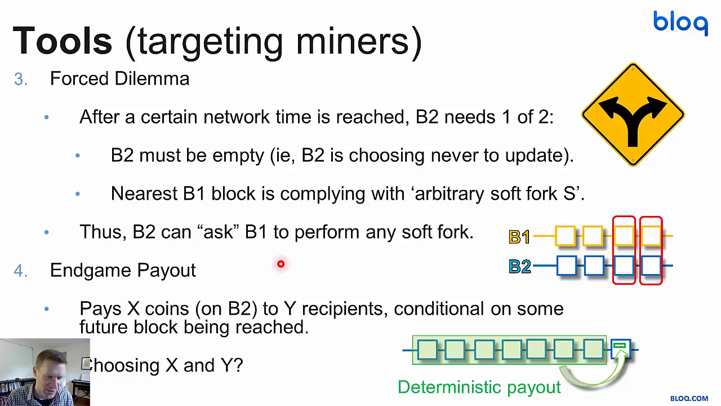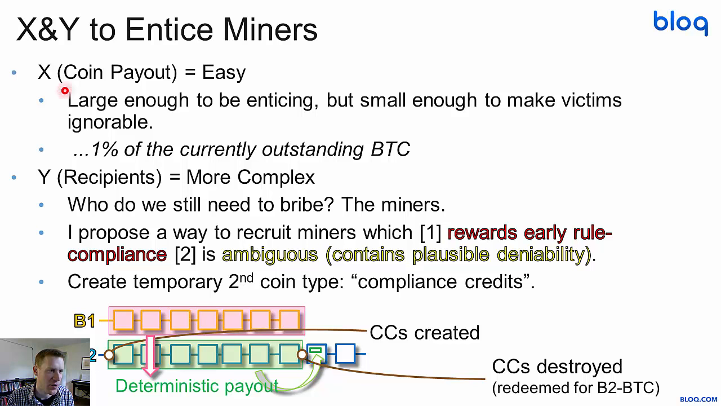Now, this is actually our last tool, but it's a little complicated to explain how we choose X and Y, so I hope you'll pay attention and pause the video if you get a little overheated. As I've already explained, X is going to be 1% of the currently outstanding Bitcoin. We want it to be large enough to be enticing. We want it to be small enough to make the victims ignorable. We want everyone to say, I feel bad for your loss, but it's not my problem. You were warned, etc. So we don't want anyone to really care about this too much, but we want it to be an inducement.